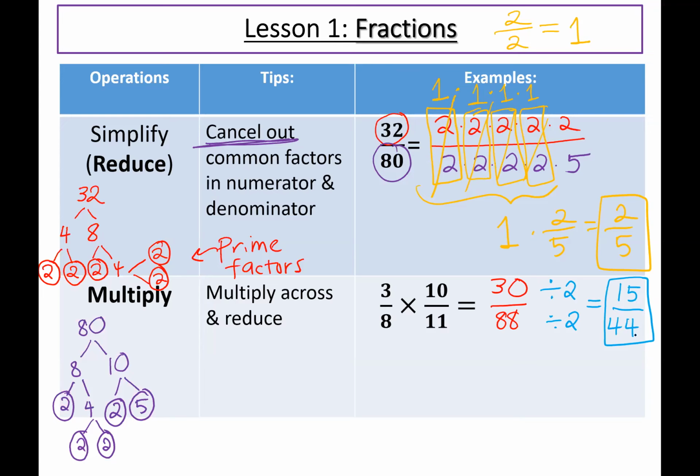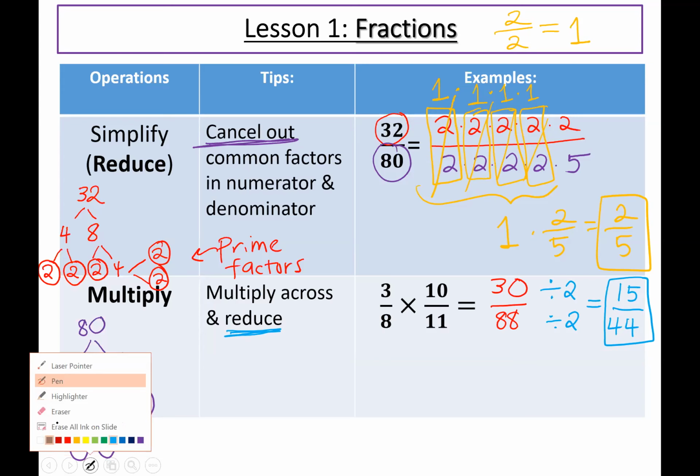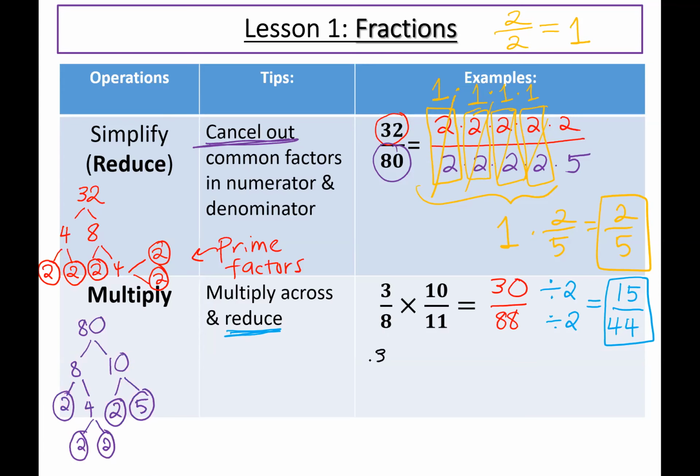Now, if I had gone about this in a different way, we could have actually reduced first and then multiplied. So let's actually go back and do this problem again, but this time let's reduce first. So I'll rewrite it, 3/8 times 10 over 11. This time let's reduce first.